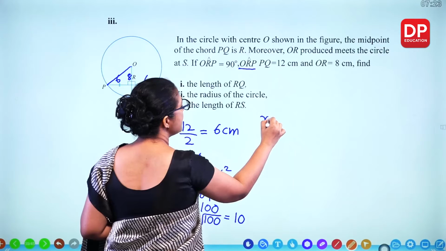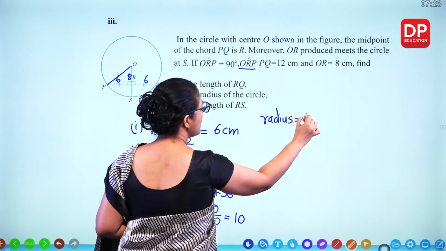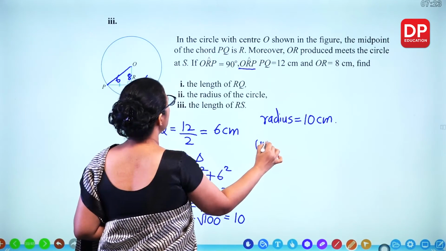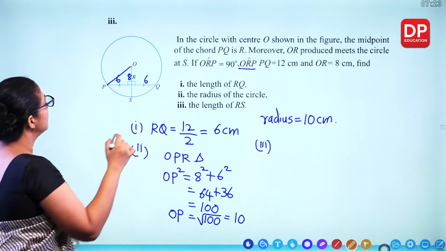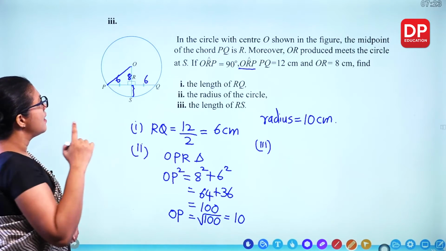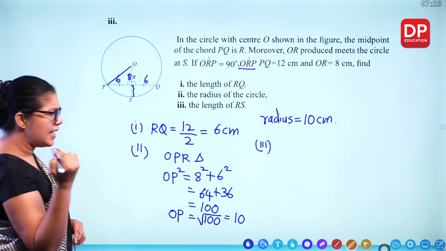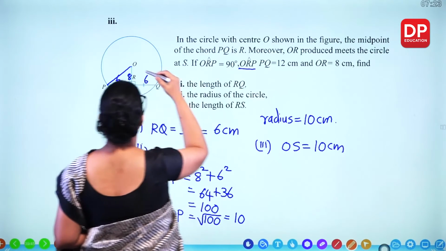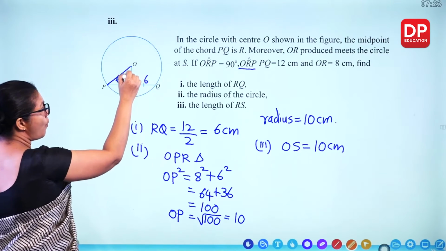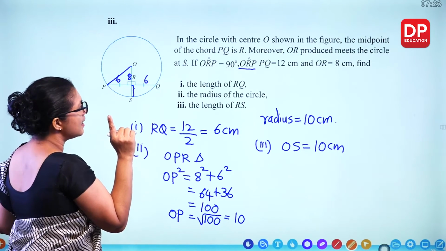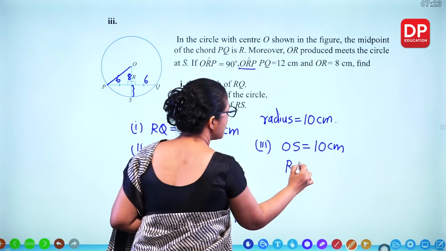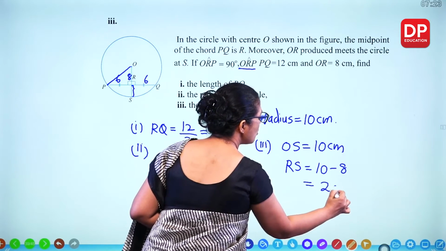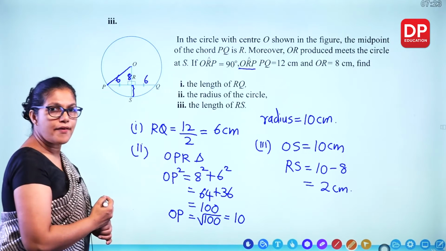So that's the radius. So you can write radius is equal to 10 centimeters. Part 3, the length of RS. RS, this length. But we know OS is also radius. So OS is 10, but we know OR is 8. So what is RS? RS is 10 minus 8. So you get 2 centimeters for RS.